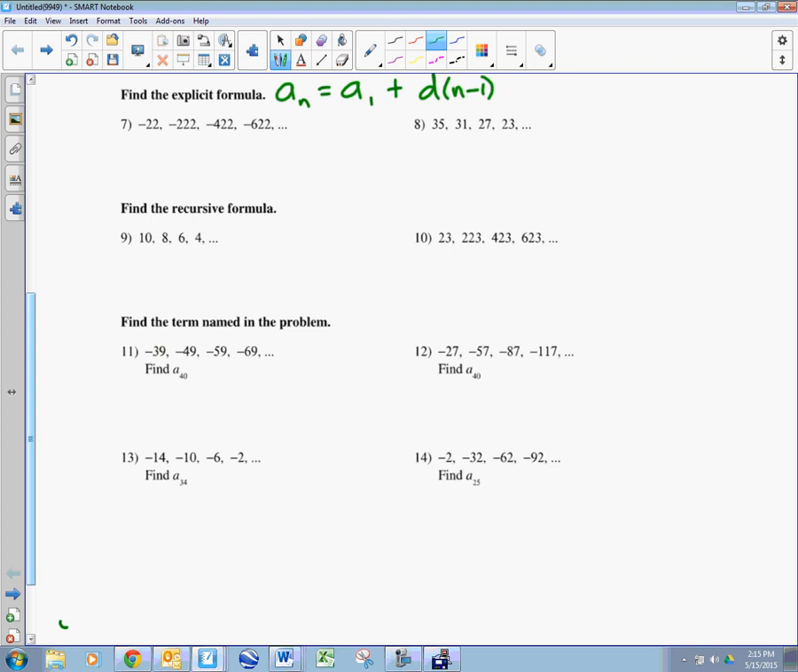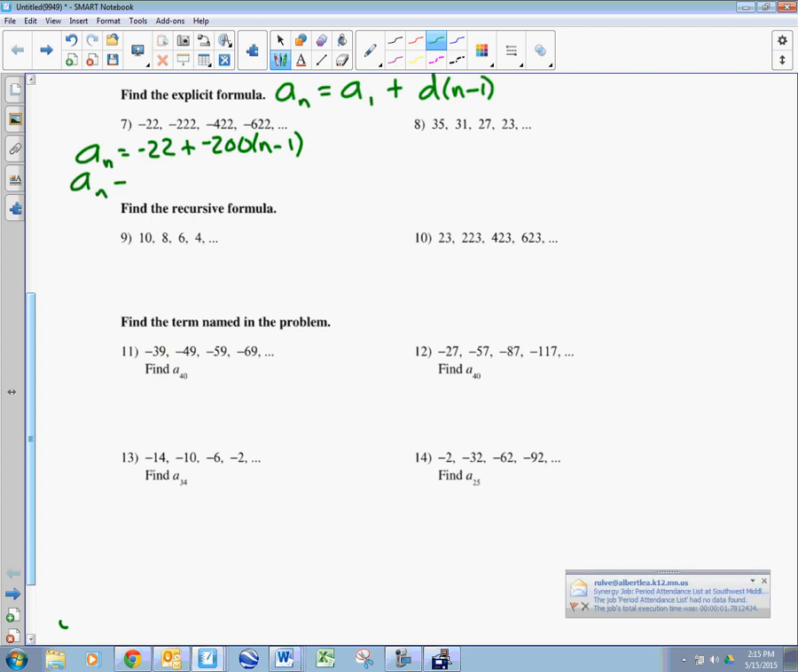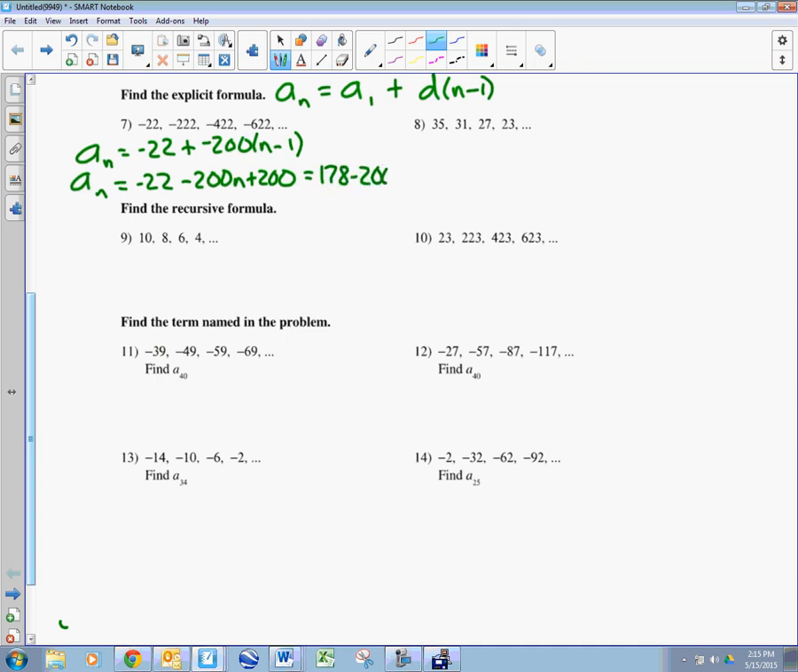So, we want to find the explicit formula. We say a sub n is equal to, what's the first term? -22 plus the difference, -200 times n minus 1. So a sub n is -22 minus 200n plus 200, which can be written as 178 minus 200n. So a sub n equals 178 minus 200n is your correct answer. That will generate any term number that we want within that sequence.